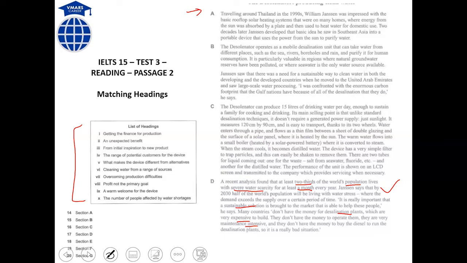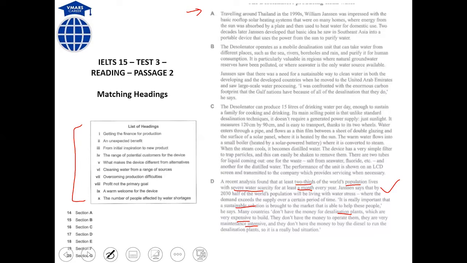They are very maintenance intensive. They don't have the money to buy the diesel to run them. So it's really a bad situation. So here, this paragraph is actually talking about the scarcity of water, and how the people don't have the money to purchase it, to maintain it, and to run it on diesel.